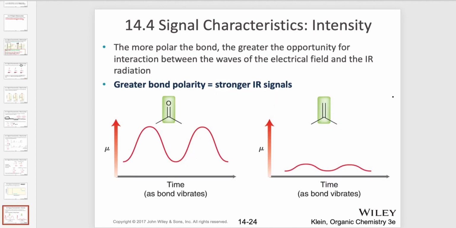Here's something else. So remember how I started out the whole discussion about bond polarity? Well, you're going to get a stronger IR signal. And the two examples that are given here are a carbon-carbon double bond, and see how the vibrational mode is just much more flat, and then that translates to a weaker signal. And then here in the carbonyl group, more bond polarization, see how the vibration is very different in shape, and that translates to different outcomes in your spectrum.